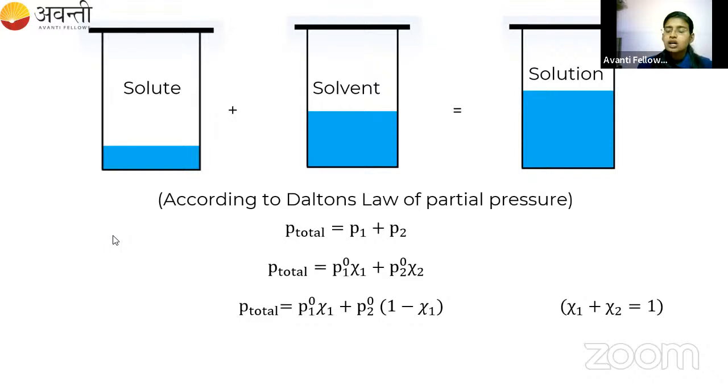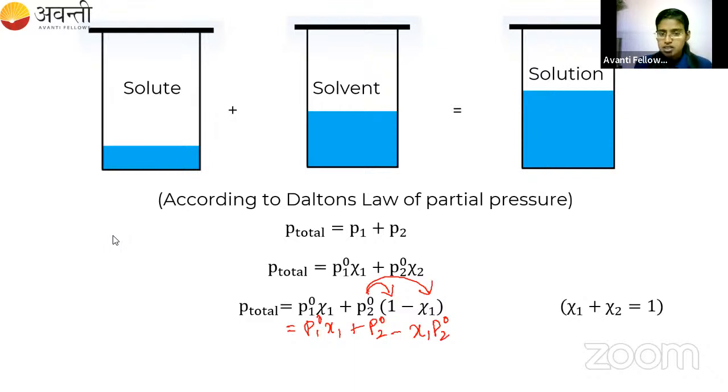So now, what can we do? We can bring this P2 naught inside this. Multiply it with 1 and multiply it with the X1 also. I will get one step, right? What is that? P total is equal to P1 naught into X1 plus 1 into P2 naught is P2 naught, and X1 into P2 naught is minus X1 into P2 naught. So this is the next step.